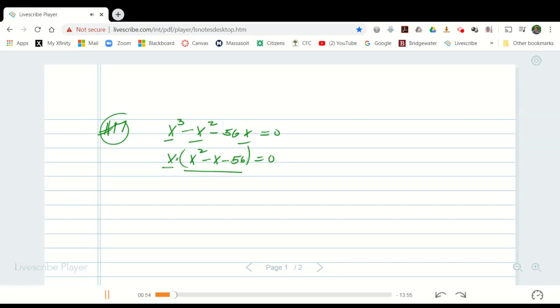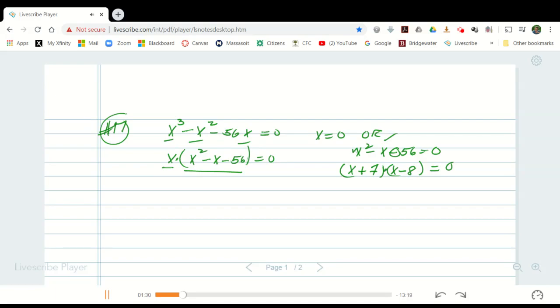So if this term times this polynomial equals 0, either x equals 0, which gives you one answer, or x squared minus x minus 56 equals 0. Now this one here I can actually factor. I'm going to draw my parentheses. I've got an x and an x. This is a negative, so my signs are unlike. Factors of 56 are 8 and 7. I'm going to go with a negative 8 and a positive 7. That would give me a minus 1 in the middle.